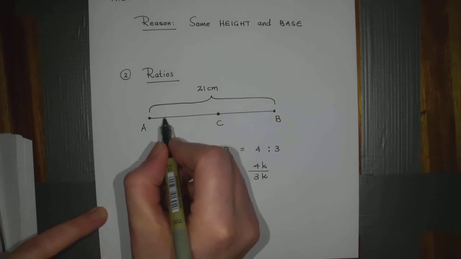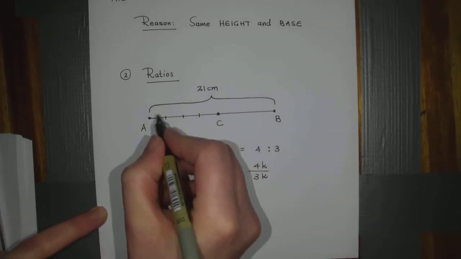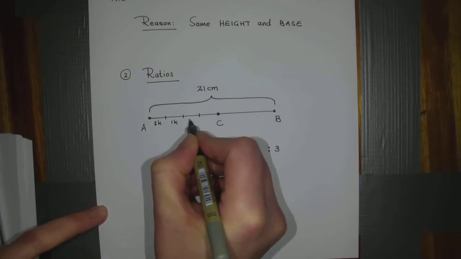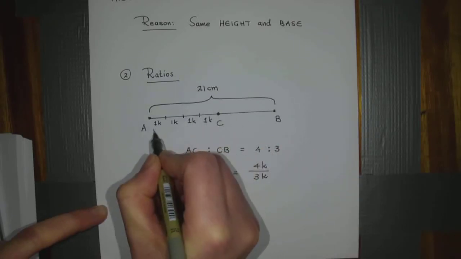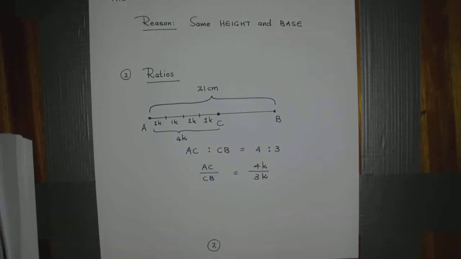So what this is actually telling you is the following. AC is 4 bits, and each one of these bits is like 1K. So that all together makes up 4K. Do you understand? And that K is pretty much the whole idea behind it. It's a constant multiple. Do you understand? It's a constant multiple.